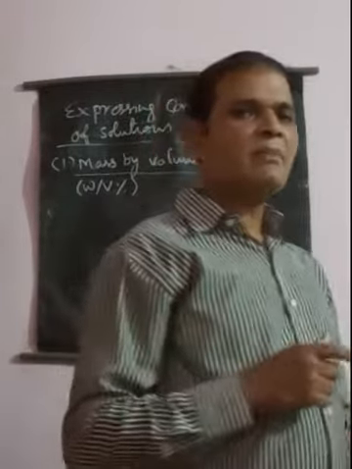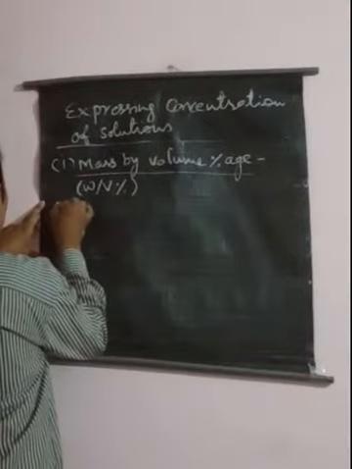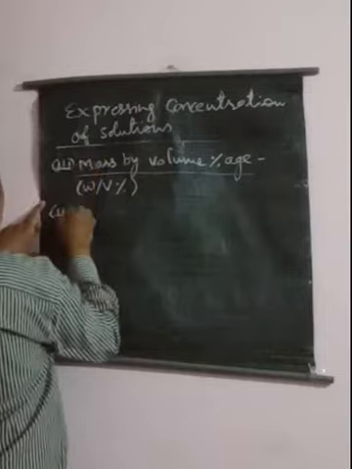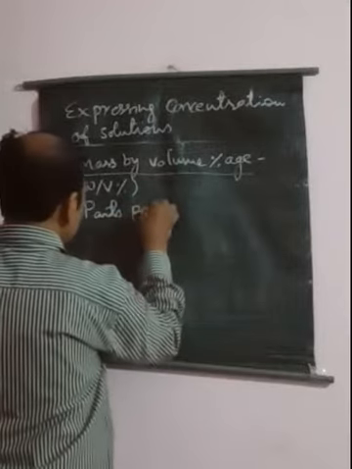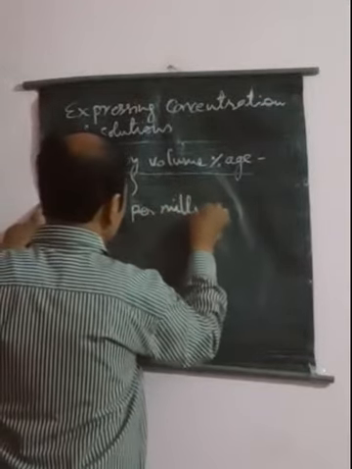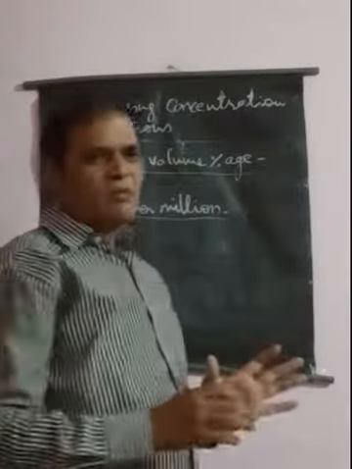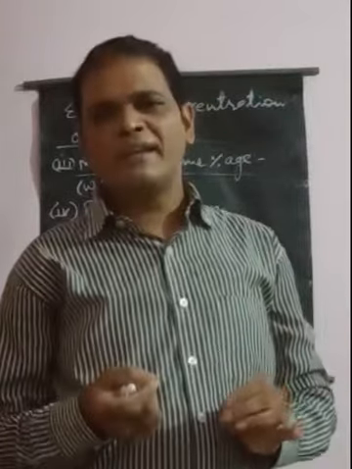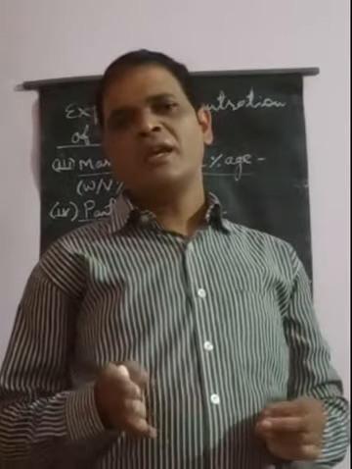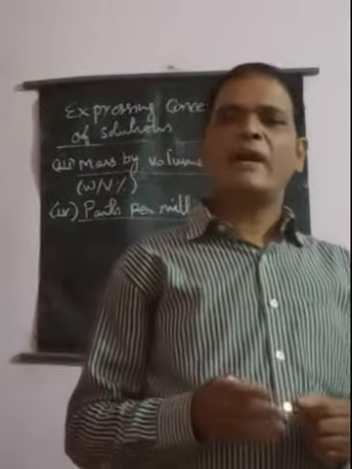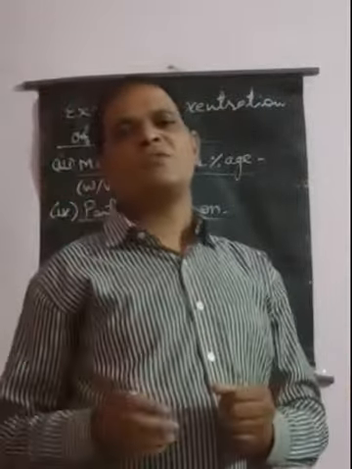Now we will see the other method for finding out the concentration of a solution, that is known as parts per million. We will see here about parts per million. How can we define parts per million? Whenever a very trace amount of any component is present in a solution, we cannot easily find out its concentration. In that particular case, we can find out the parts per million, meaning the parts of that particular component in per million of the solution.